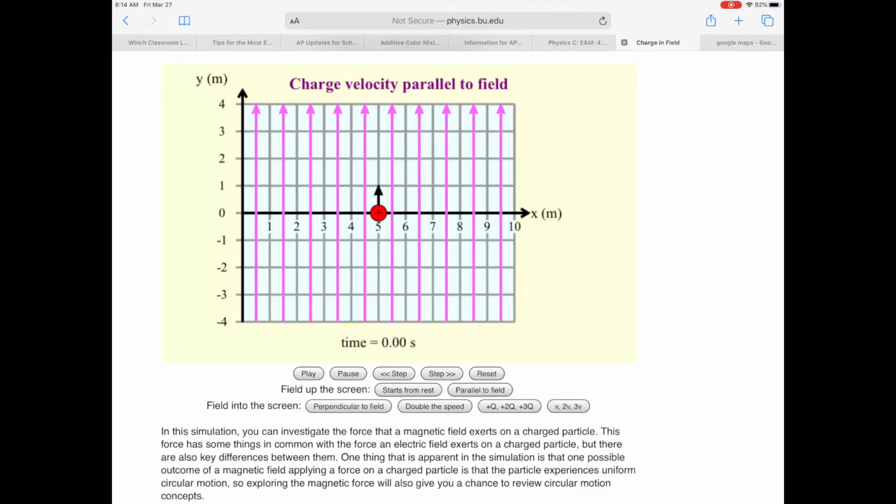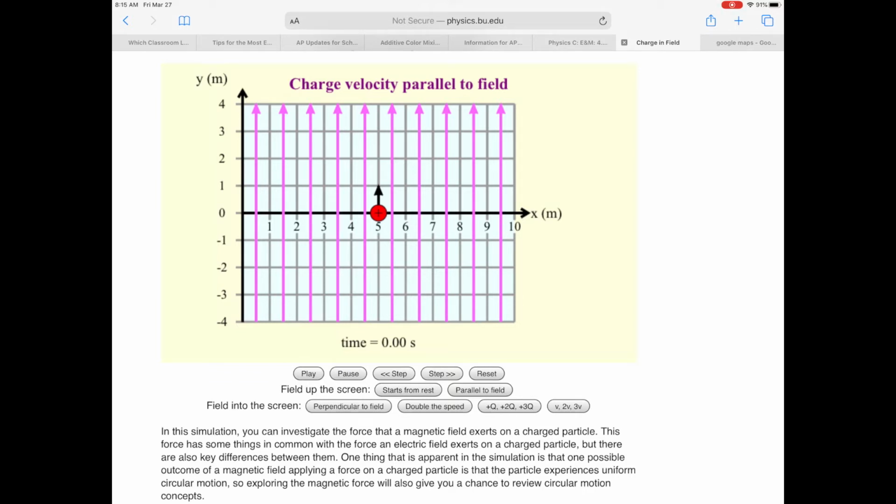Here we have a positive charge in the center of the screen. And that positive charge has a velocity indicated by the black arrow up towards the top of the screen. The pink arrows indicate the direction of the magnetic field, which is also going towards the top of the screen.